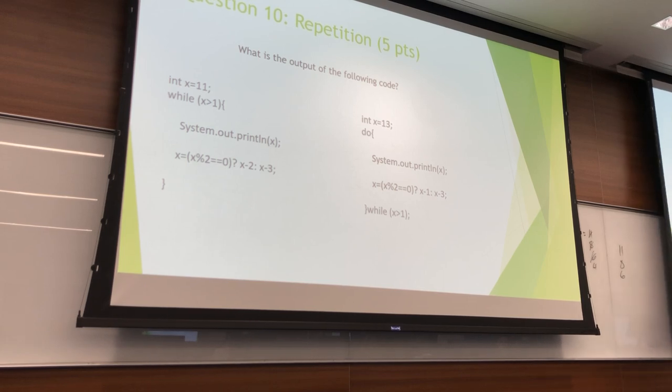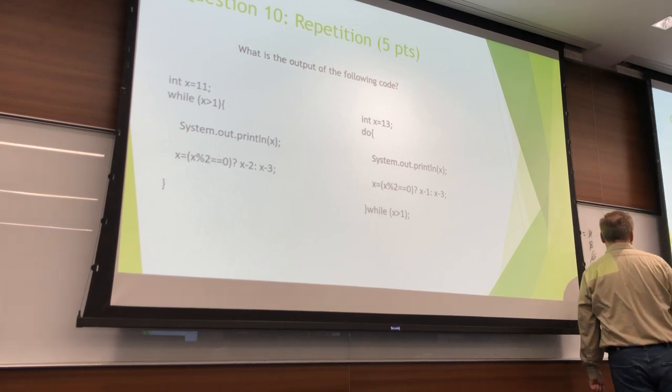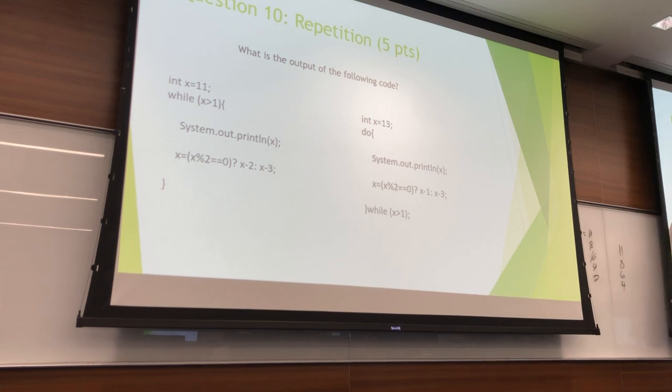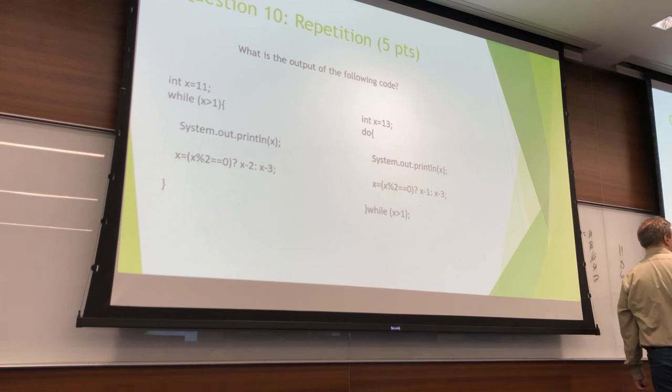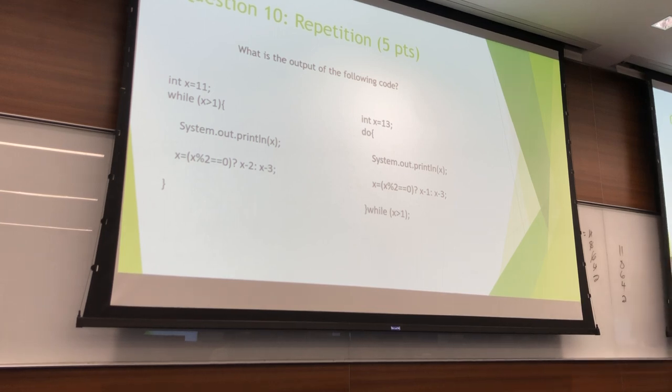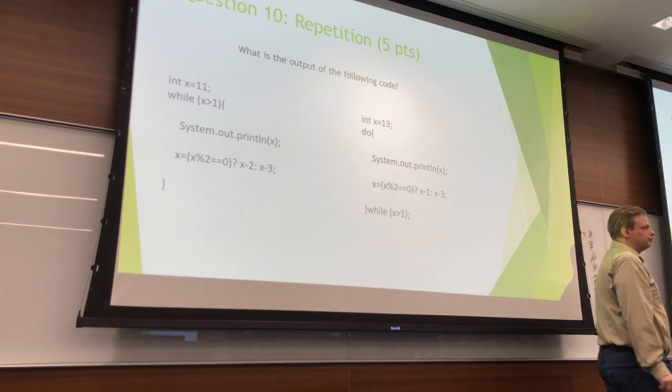Is x greater than 1? Yes. Okay, so I output it. It's this line. Is 4 mod 2 equal to 0? Yes. So I do this, and that's the end of the while loop, right? So I go back up here, is x greater than 1? Yes. So I output it. Okay? Is x mod 2 equal to 0? Yes. So x equals x minus 2. That's the end of the while loop. Is x greater than 1? No. So this is the output, all right?